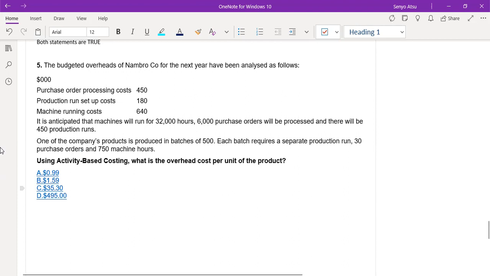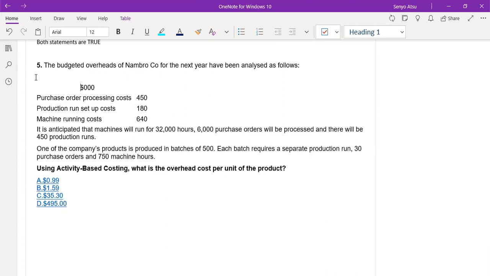The budgeted overheads of Nambroco for the next year have been analyzed as follows. Using activity-based costing, what is the overhead cost per unit? So in this question, the emphasis is not on purchase order processing or production run setup or machine running costs. It's on all of them.